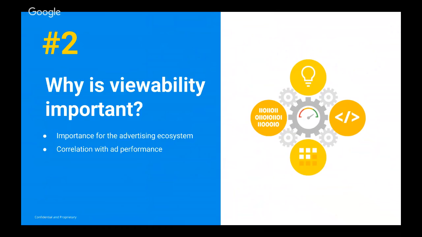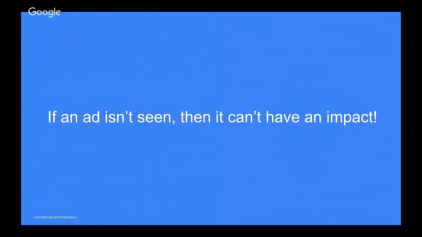Yeah, no, great. Okay, so let's move on. So why is viewability important? In this section, we're going to cover the importance of viewability for the advertising ecosystem and also demonstrate the correlation between viewability and ad performance. If an ad isn't seen, then it can't have impact. And this is a thought that we'd really like for you to take away from today's session. Whether an ad is being bought on a per click or per impression basis, if it's not seen, then it's not going to have impact for either the advertiser or the publisher.